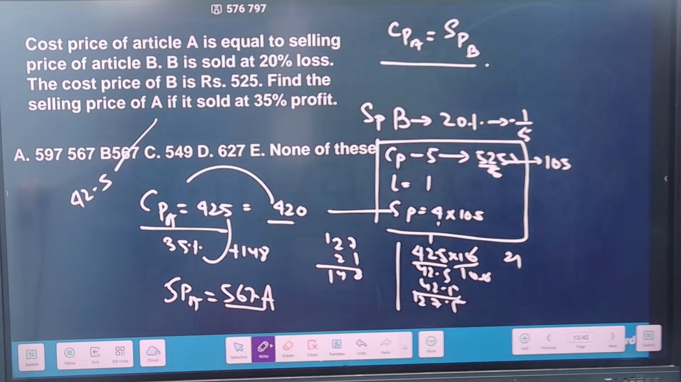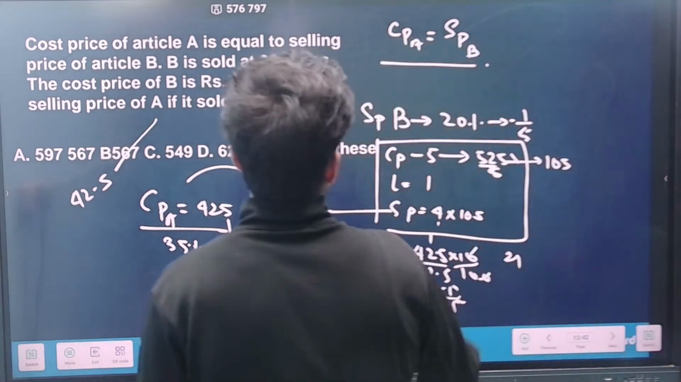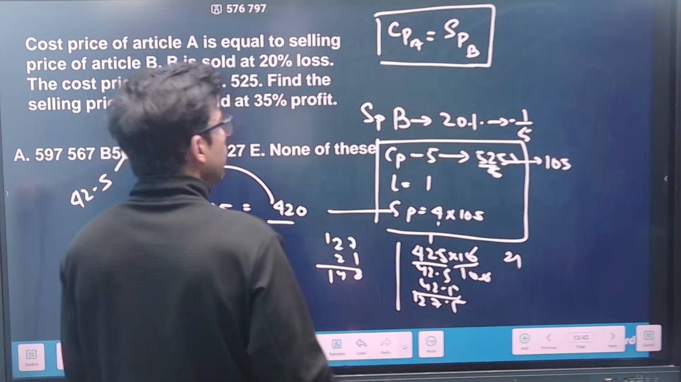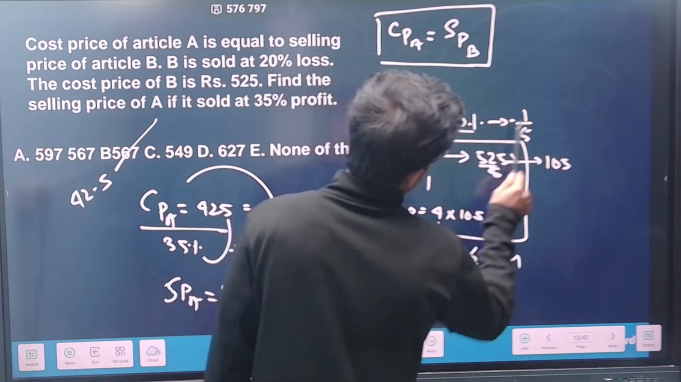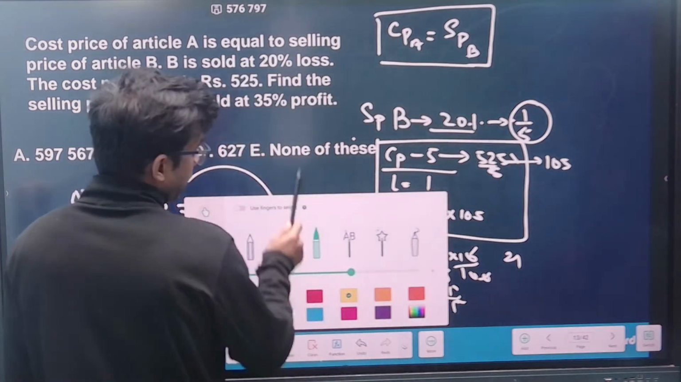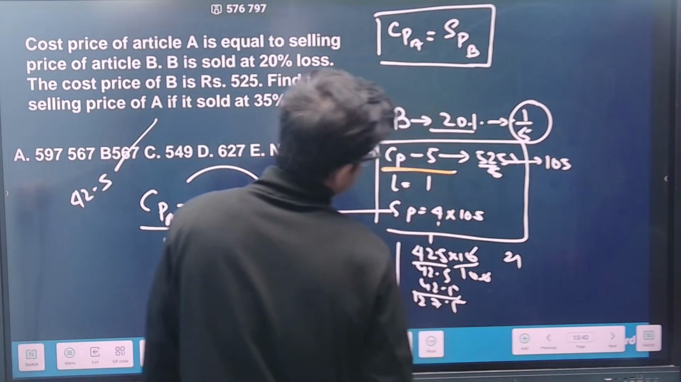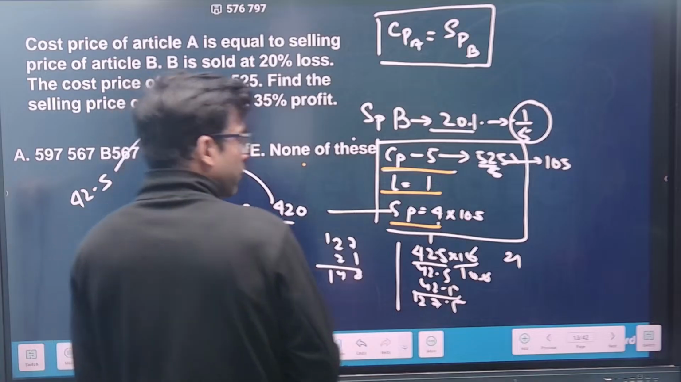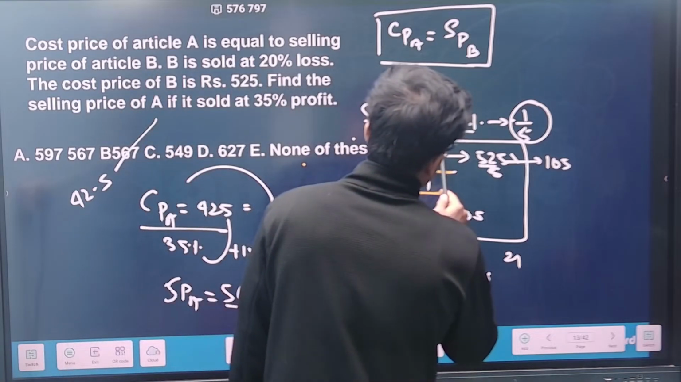This is a very good quality question. I would request all of you to understand how this question has been done. First thing, what we know: the cost price of article A is equal to the selling price of article B. Now I know the selling price of article B is at a 20% loss, which is 1 by 5. So my cost price is basically 5, my loss is 1, and my selling price is basically 4.